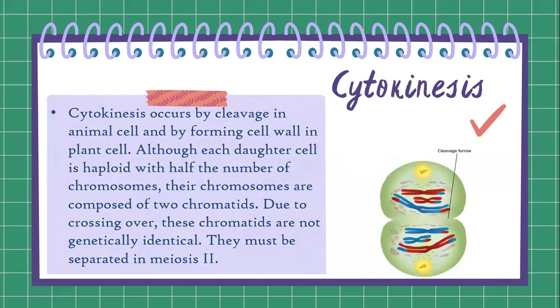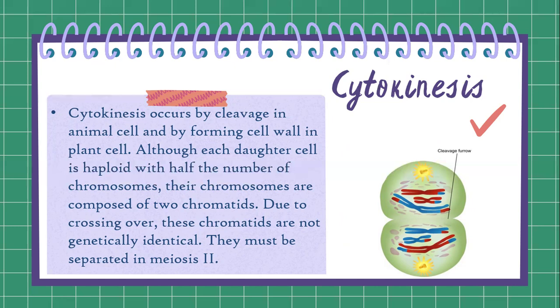The division of cytoplasm is called cytokinesis. Cytokinesis, which is very close to telophase, occurs by cleavage in animal cells. Each daughter cell is haploid and their chromosomes are composed of two chromatids. So the amount of chromatin is the same in both daughter cells, but the amount of information is half in each chromosome, in each cell. They have divided the information equally, but this does not mean the information is identical; each cell has separate information. But the amount of chromatin is equal in both cells.